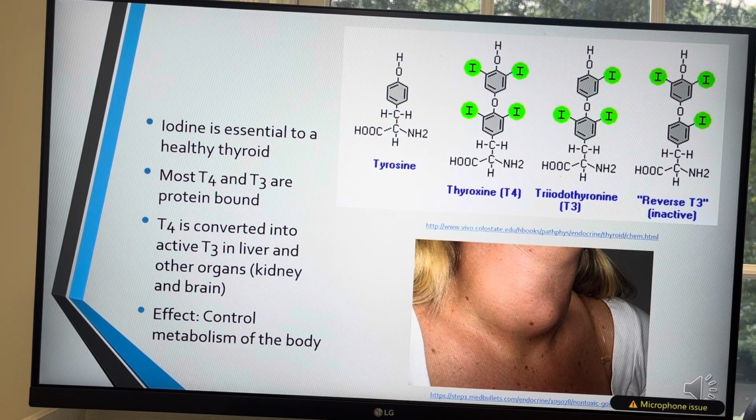So we really need iodine-containing foods, and that's seafood, dairy. Now we can get salt that is iodized. But a lack of iodine leads to an increase in TRH and an increase in TSH. And that increase in TSH causes the thyroid to enlarge and form a goiter.